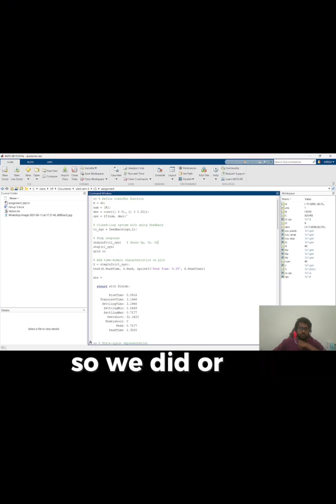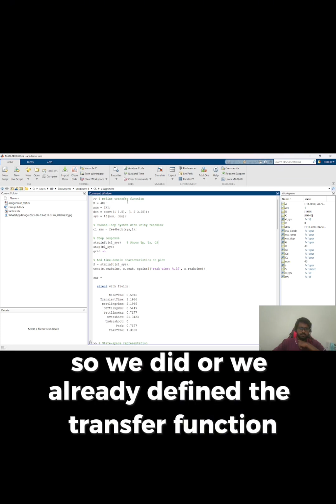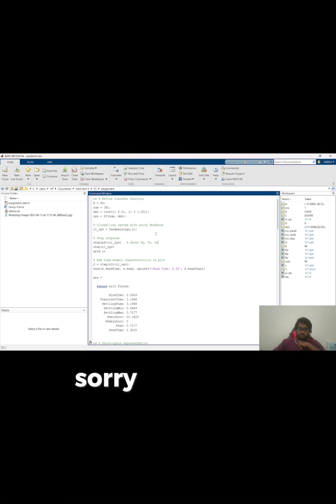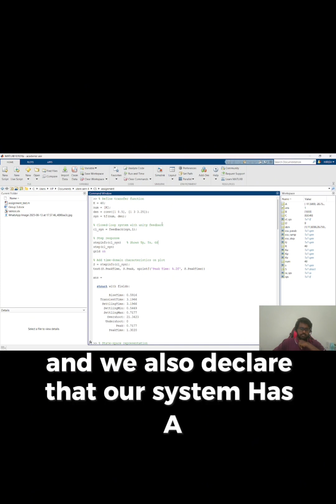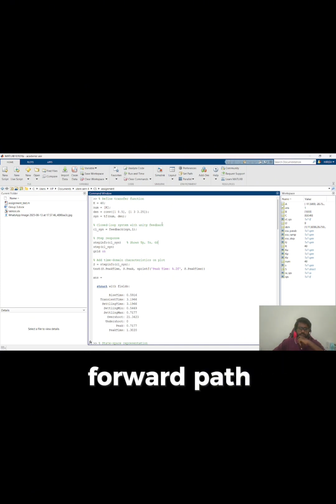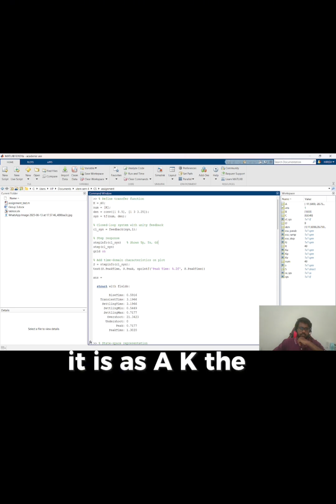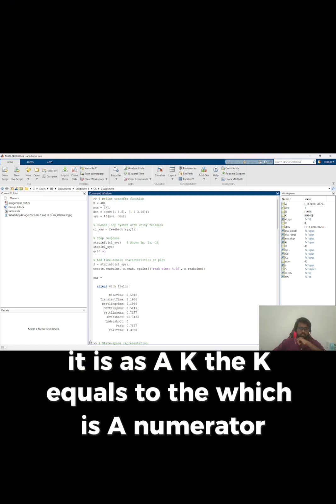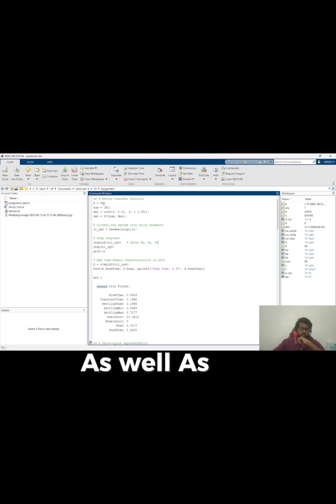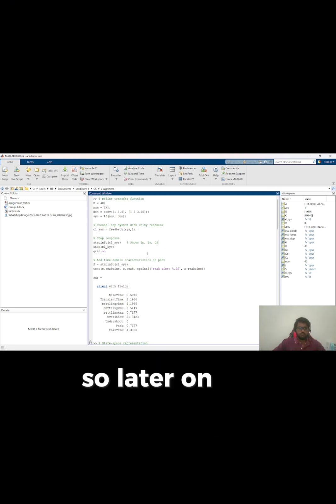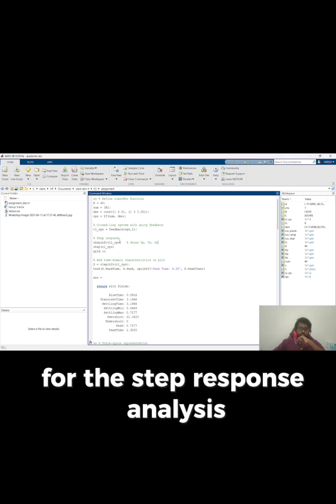We already defined the transfer function in this comment section part, and we also declare that our system has a forward path transfer function, where K, which is the numerator, equals 40. Later on, we analyze the step response.